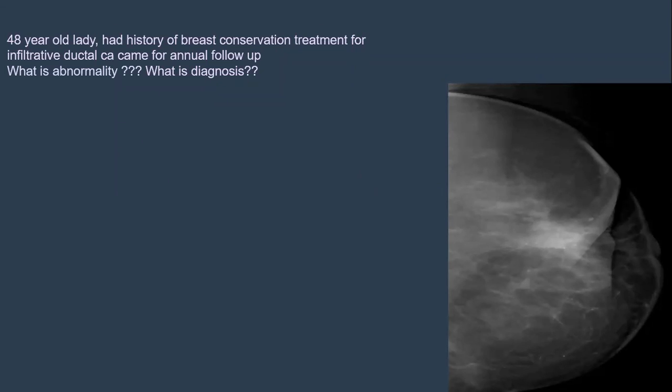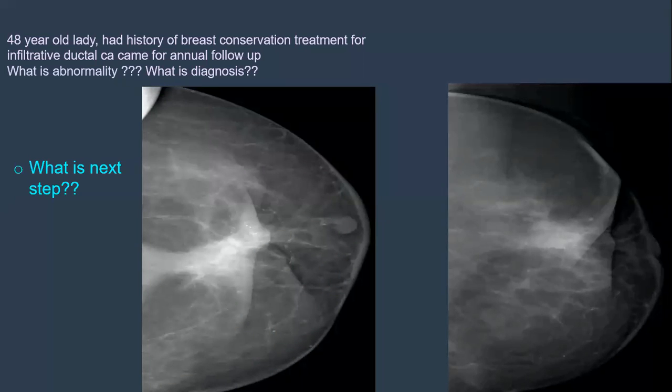About history, she was a 48-year-old lady, had history of breast conservation treatment for infiltrating ductal carcinoma, came for annual follow-up. What is the abnormality and what is the diagnosis? You describe the abnormality. Can you give a diagnosis now? I think she asked about the previous. The next step is to look if this is a baseline or previous. This is the other image.